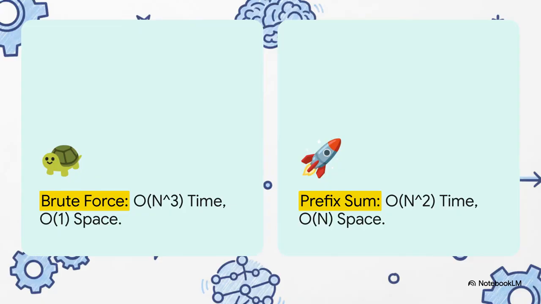By utilizing prefix sums, we successfully strip away an entire loop, taking our time complexity down to O of n squared. Now, full disclosure, we do trade off a bit of space here. We went from O of 1 space to O of n space because we have to store that new prefix sum array. But honestly, in the software engineering world, trading a little auxiliary space for a massive reduction in execution time is usually a fantastic deal. You make that trade every single time.